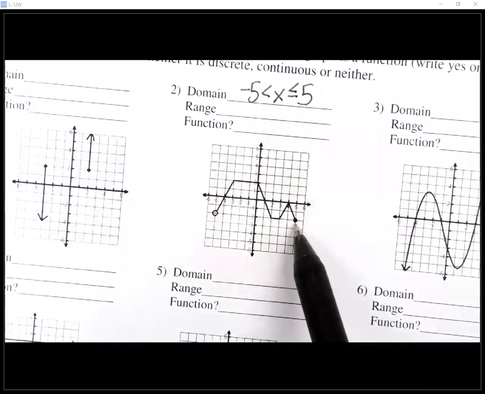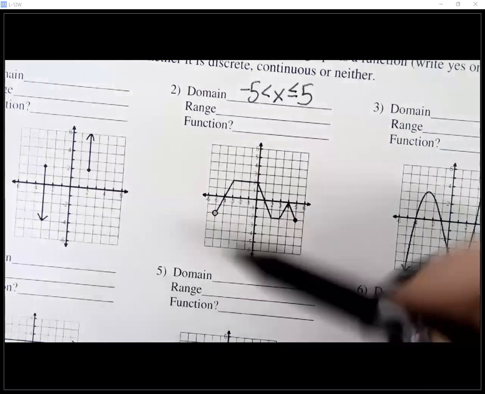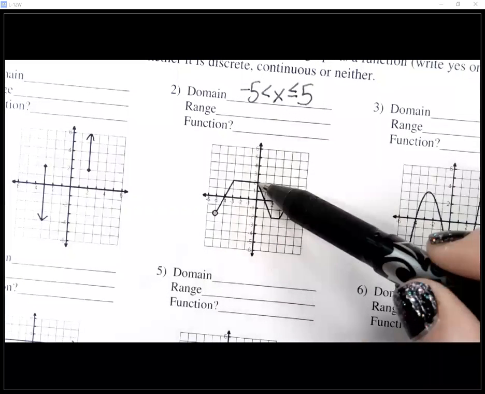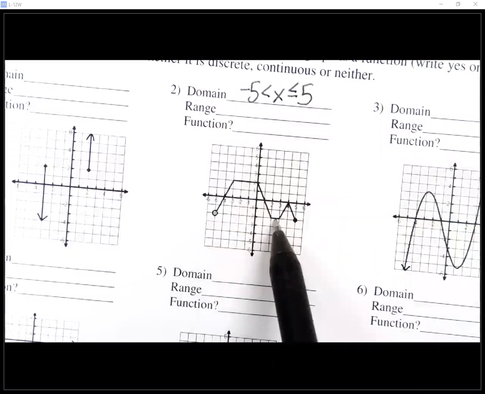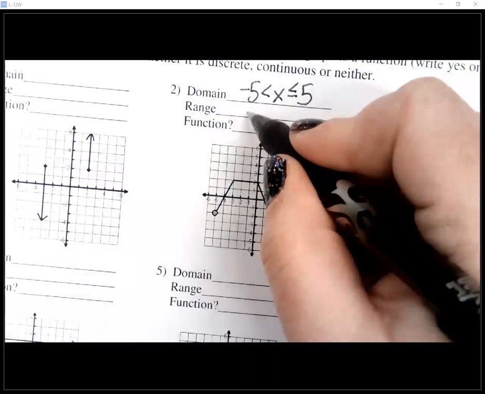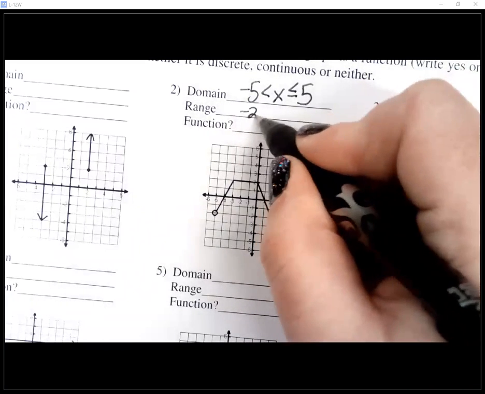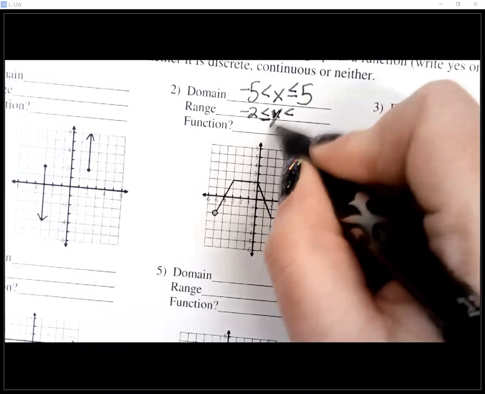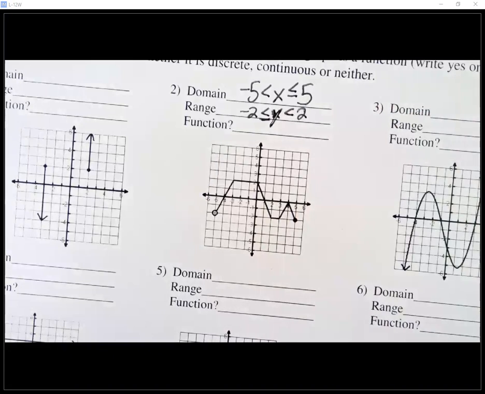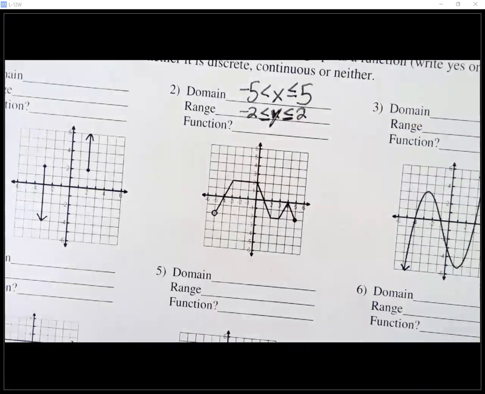The range for this thing, don't I have everything in between +2 down to -2? I know there's a hole there, but there's still other values that have -2 as their y's. So the range would just be from -2 up to +2. Oh, and I need them both or equal to, right? Because I do have values at -2 and at +2. Is this thing a function, number 2? Yes, it passes the vertical line test.